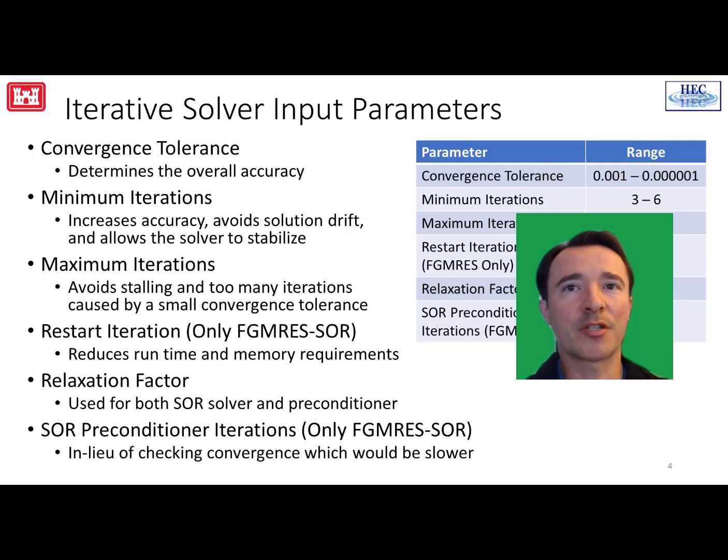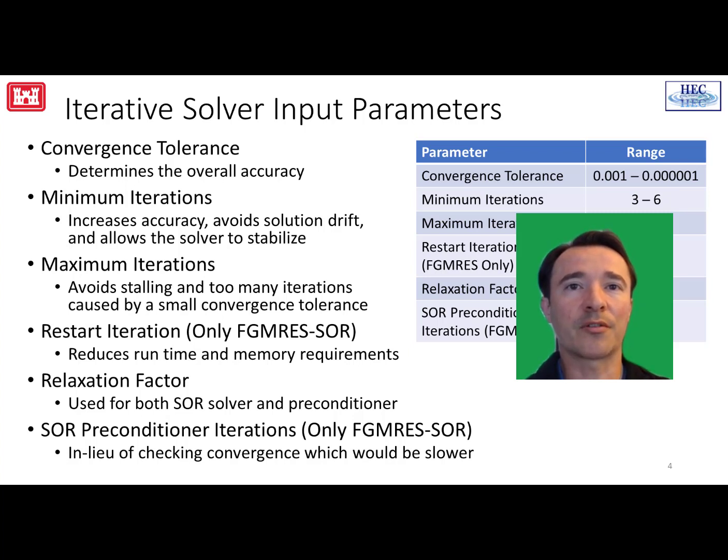Depending on the iterative matrix solver, the user may need to specify either 4 or 6 input parameters. The SOR solver has 4 input parameters, and the FGMRES solver has an additional 2. The convergence tolerance determines the overall accuracy of the solver. The minimum iterations increases accuracy, avoids solution drift, and allows the solver to stabilize. The maximum iterations avoid stalling and computing too many iterations when the convergence tolerance is too small.